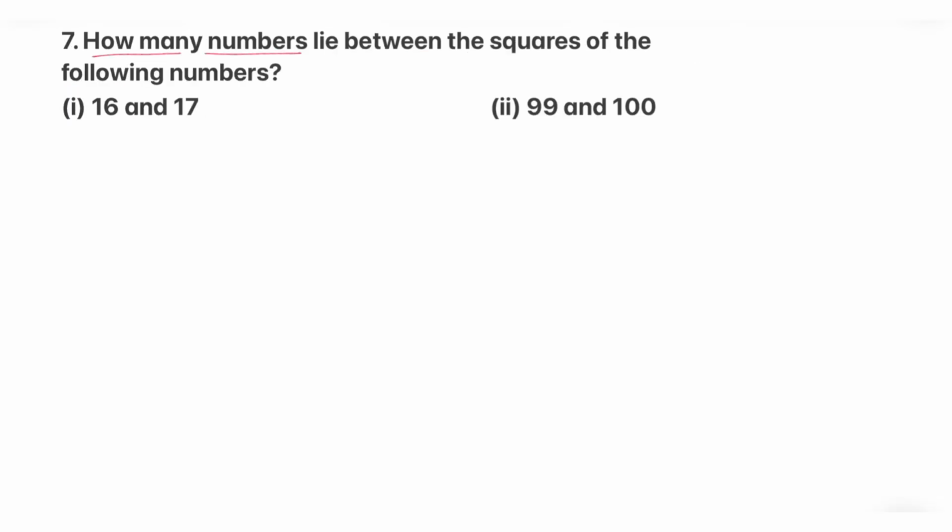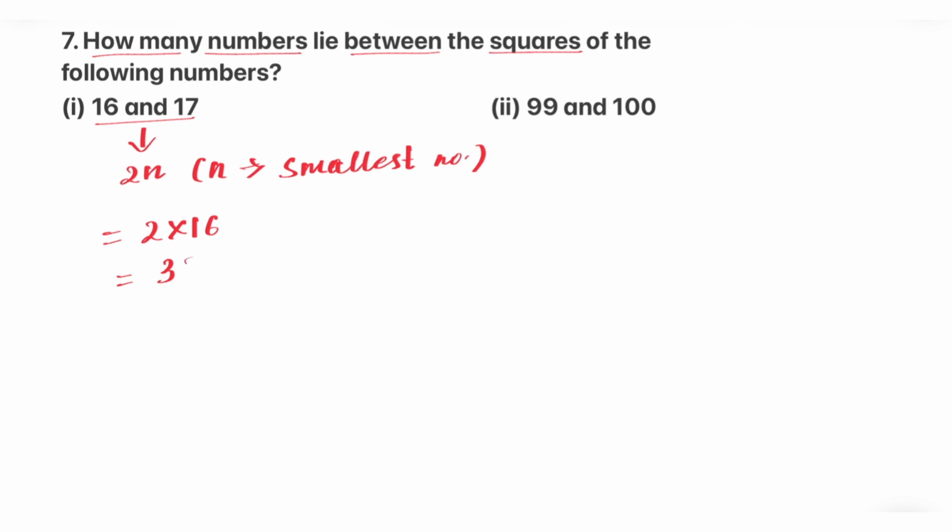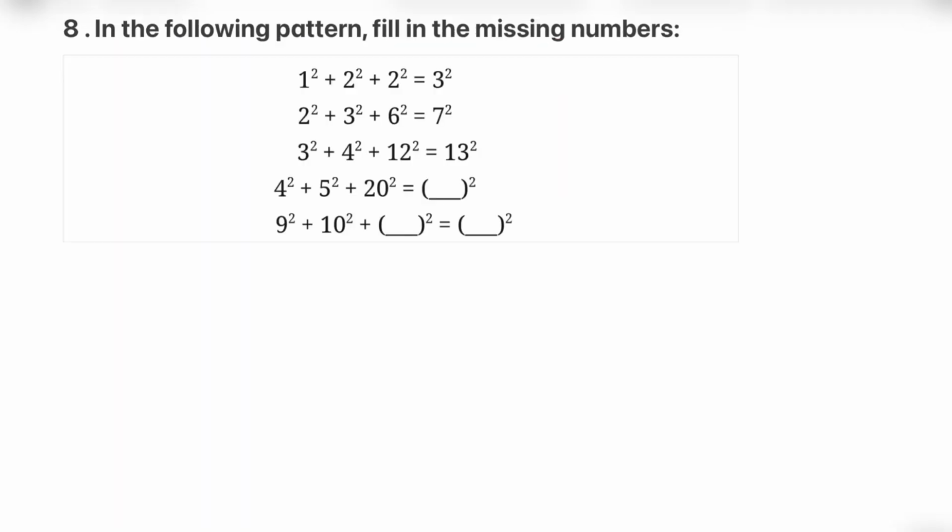Here is the next question. To find how many numbers lie between squares, we will use this formula. Here in 2n, n represents the smallest number. So between squares of 16 and 17, 2 into smallest number is 16. So 2 into 16 is 32. So 32 numbers are there between squares of 16 and 17. Between squares of 99 and 100, 2 into 99, that is 198. 198 numbers are there.